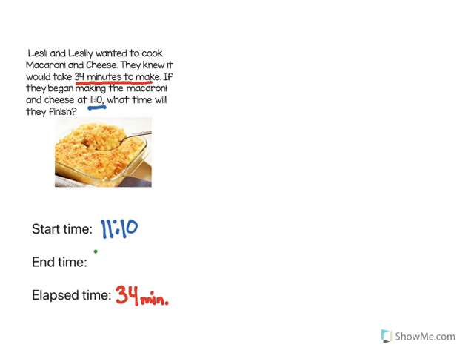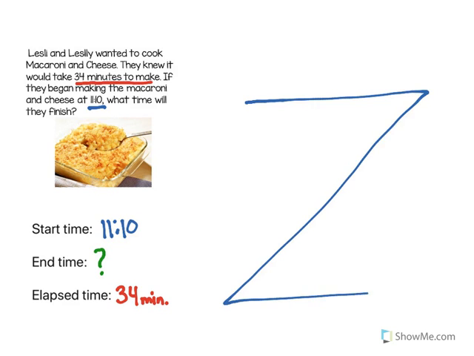So this time I need to figure out what the end time is. So let's go ahead and draw our Z out. Here's our Z. Okay, I can go ahead and label my start time. I know that's 11:10. Okay, I can label it start. But I know what my elapsed time is, but I don't know what my end time is. This is my question mark right here. That's what I'm trying to figure out. Okay, but I do know how much time I'm adding.